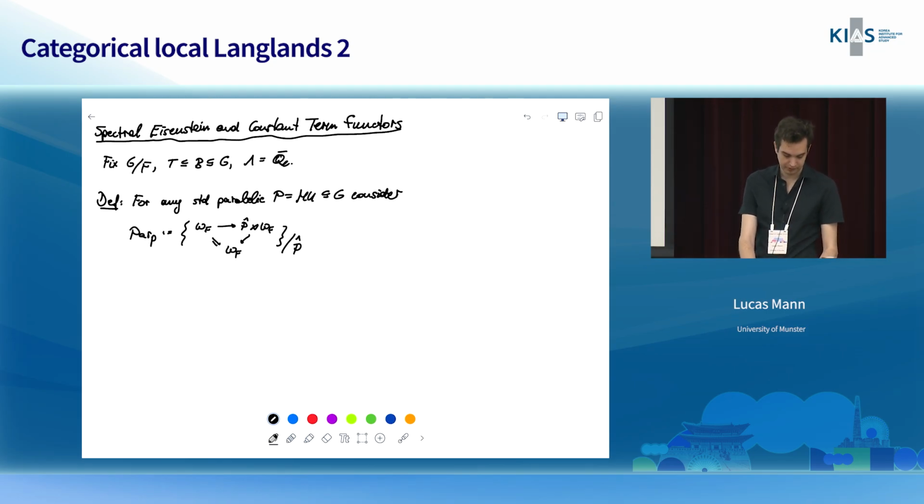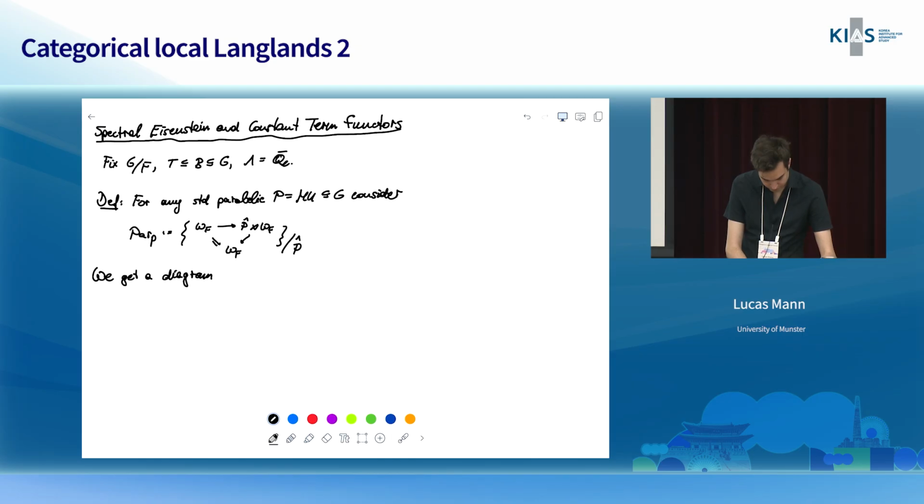But if you look at it as a derived stack, it's still very nice. It's still LCI. It's not smooth, but it's still locally complete intersection, or quasi-smooth. And so from this, we get a diagram: par M, par P, par G.